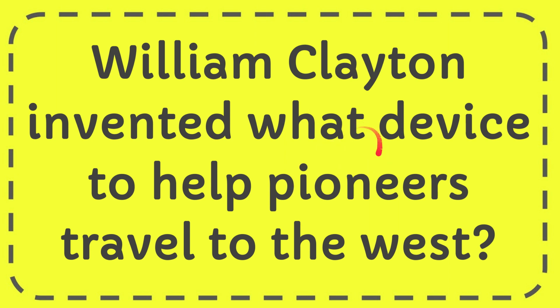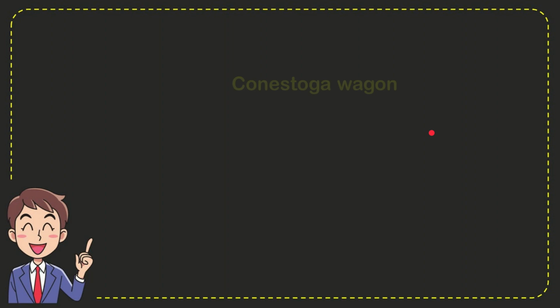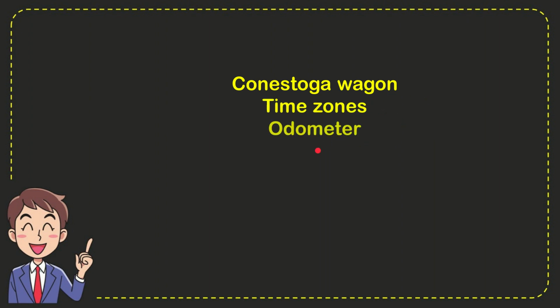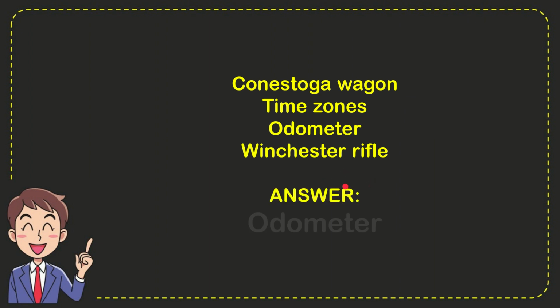In this video, I'm going to give you the answer to this question. The question is, William Clayton invented what device to help pioneers travel to the West? When I give you a list of the options: Conestoga Wagon, time zones, odometer, and the very last option is Winchester Rifle. And the correct answer for the question is odometer. That's the answer for the question.